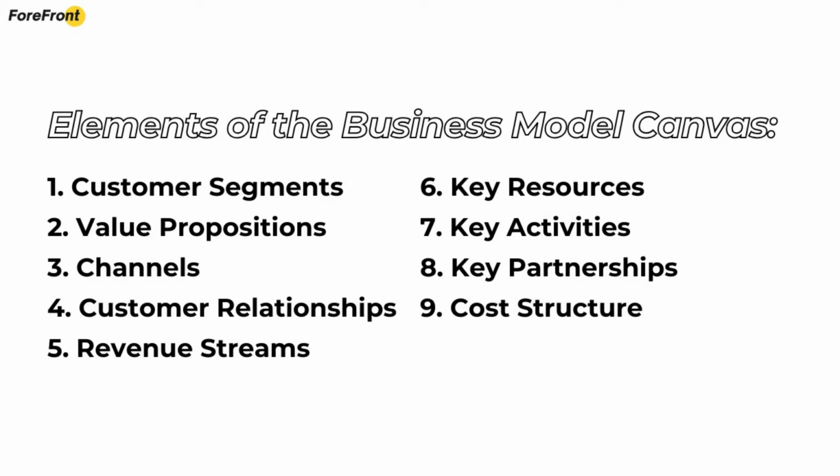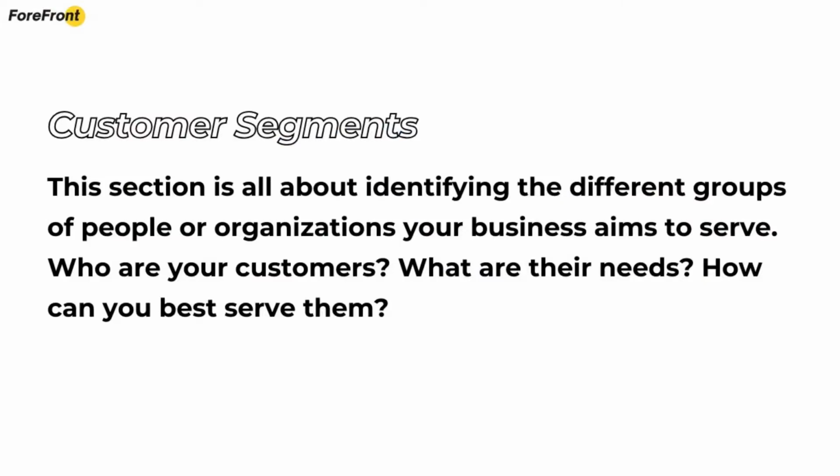The business model canvas is composed of 9 main elements, starting with customer segment, value propositions, channels, customer relationships, revenue streams, key resources, key activities, key partnerships, cost structure. Don't worry, we are going to walk through all these sections with you just in a bit. Let's start with customer segments.